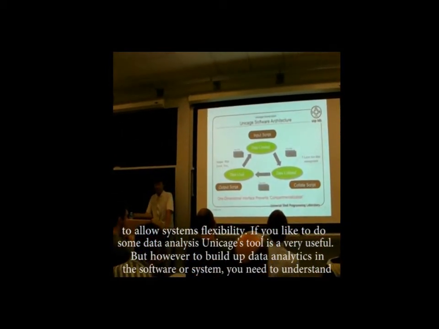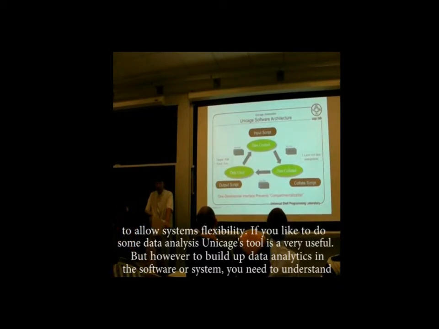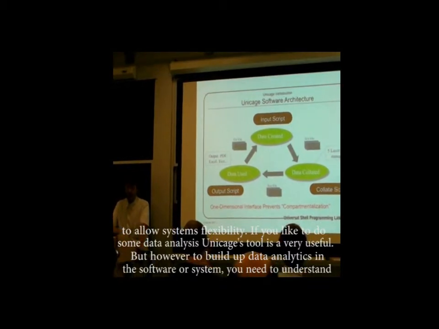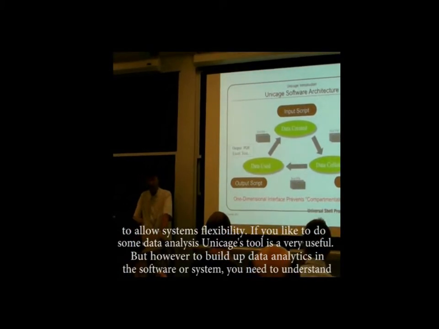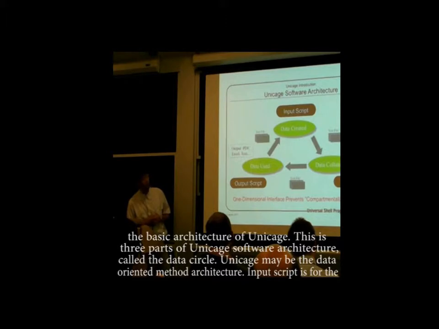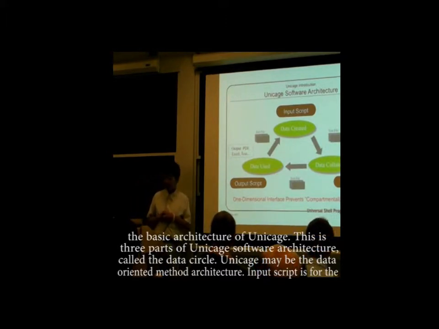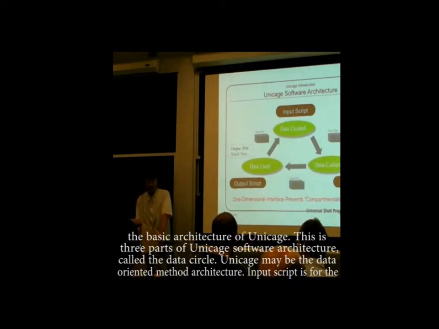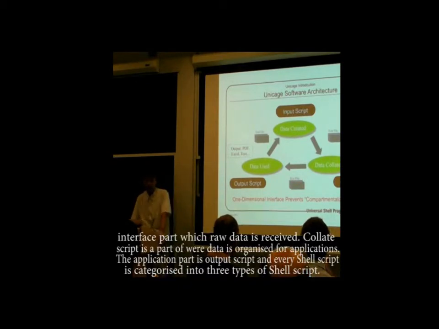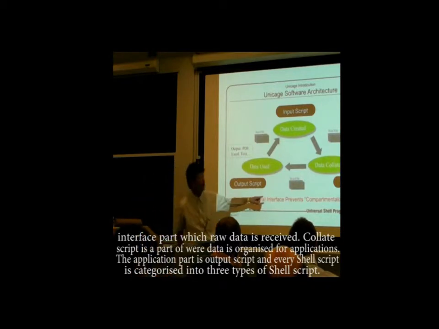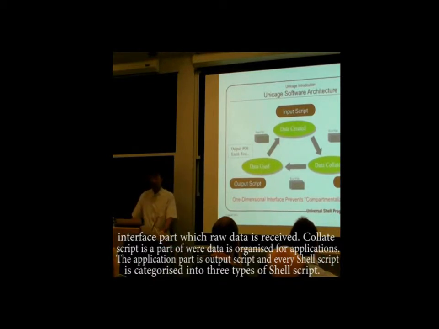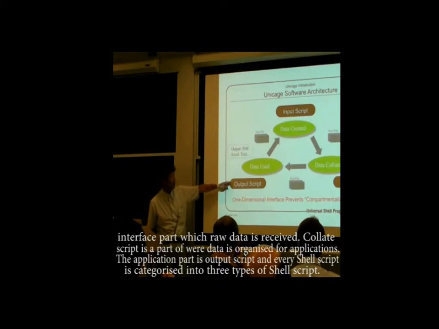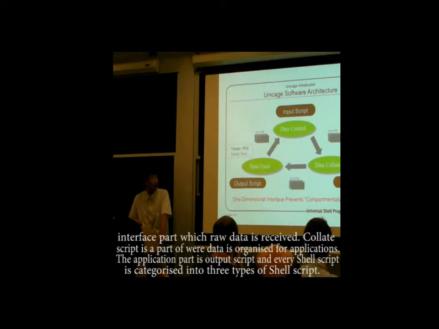If you would like to do some data analysis, the Unicage tool is very useful. However, to build up data analytics software or a system, you need to understand the basic architecture of Unicage. These are 3 parts of the Unicage software architecture forming the data cycle. Unicage may be called a data-oriented architecture. The input script is the interface part, where raw data is received. The create shell script is the part where data is organized for the application. And the application part is the output script. Every shell script is categorized into 3 types of shell script.